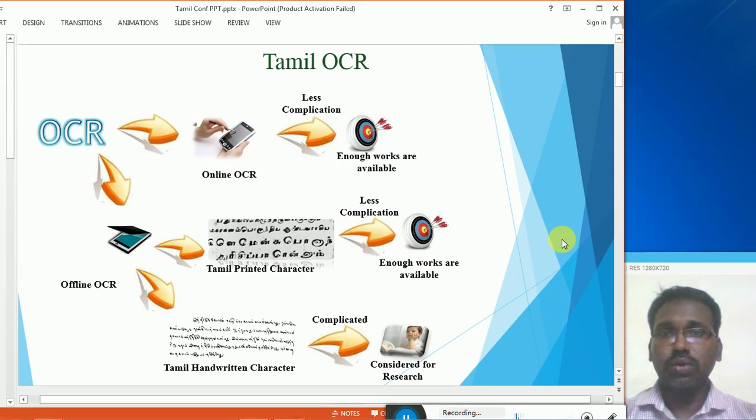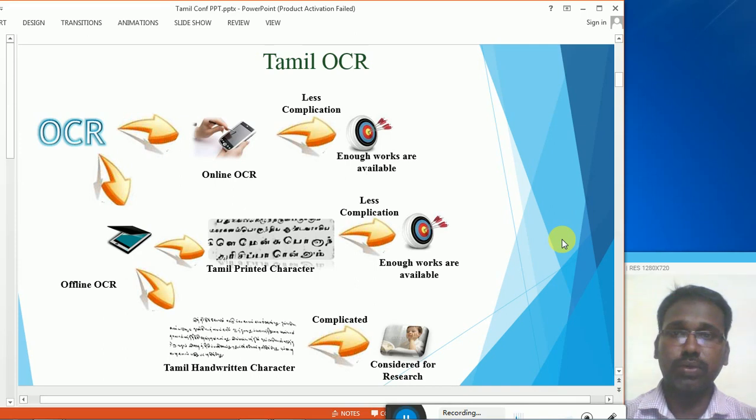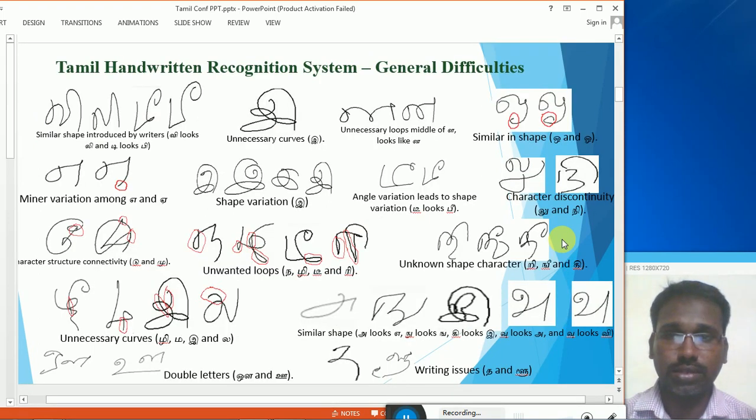Tamil OCR is categorized into two: online OCR and offline OCR. Taking out the Unicode characters from the pen tip movement is online OCR. Offline OCR is scanning the handwritten and printed document image, and applying OCR technology on the image to take out the Unicode characters.